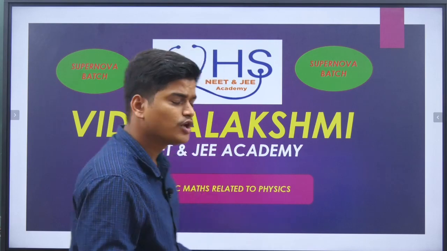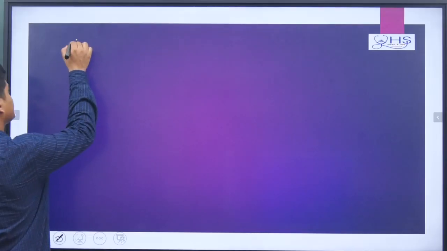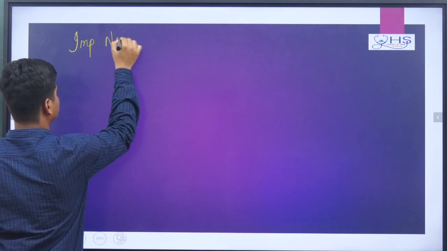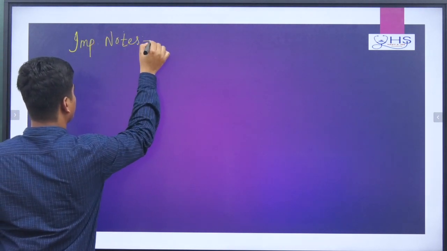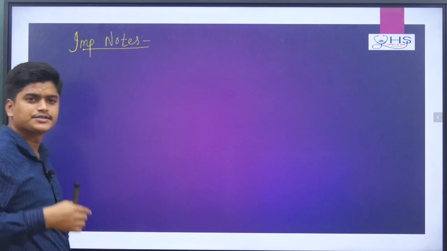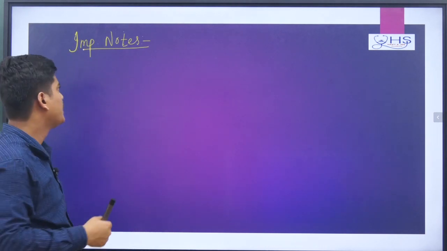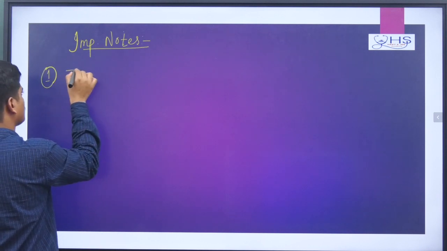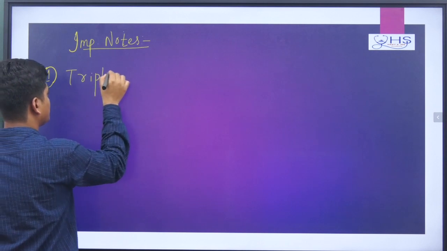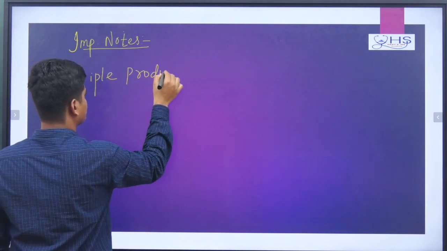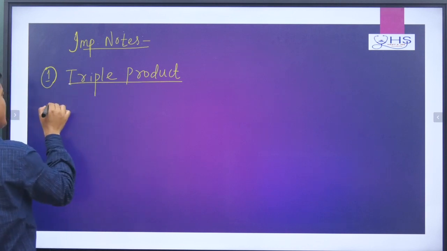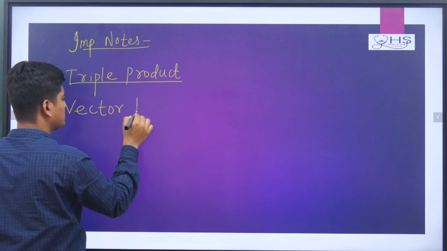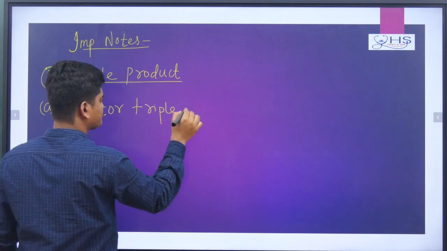Okay, so let's move on to the topic. Today we will be discussing some important notes on vectors. Already we have completed what is a vector, addition, subtraction, and multiplication, and today we will be understanding the first point, the triple product. In the triple product, the first thing we will understand is the vector triple product.